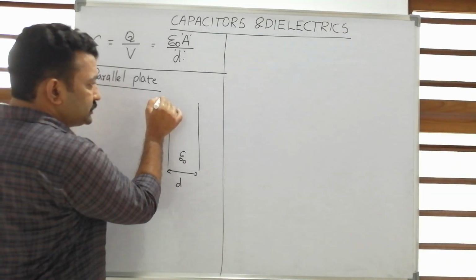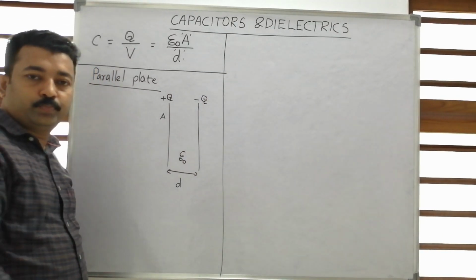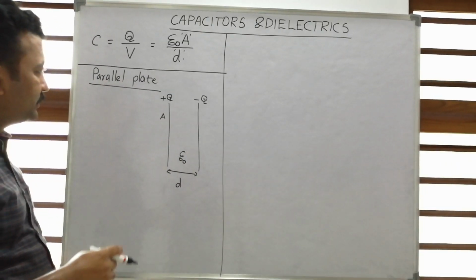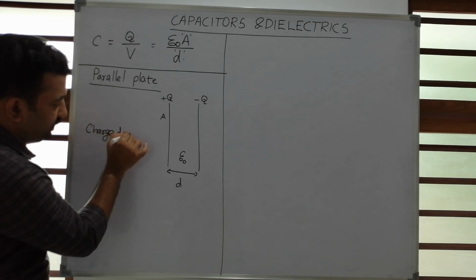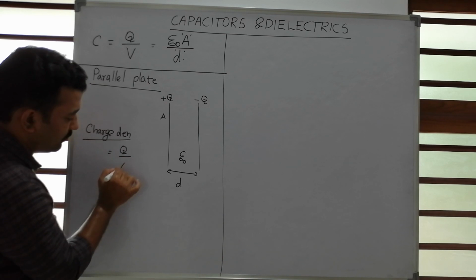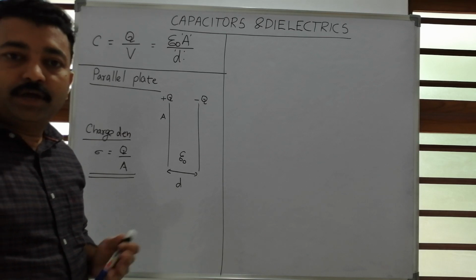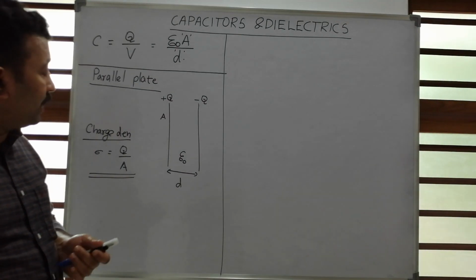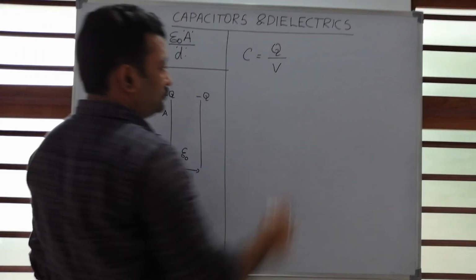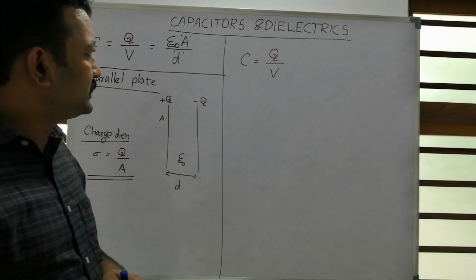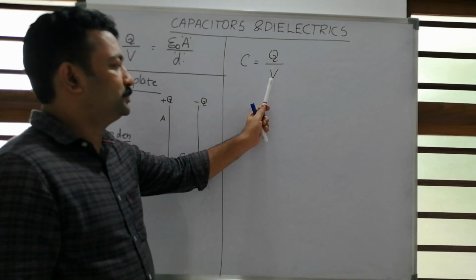Let us assume that this is the positively charged plate, plus Q, and this is the negatively charged plate, minus Q. And for any plate, we can define the charge density. What is the charge density of the plate? The charge density is defined as the charge divided by area, which is sigma of the parallel plate capacitor. Each one has got this surface charge density. So our aim is to get the capacity. What is capacity? Capacity is Q divided by V. So in order to derive the expression for the capacity, we have to get the expression for Q and we have to get the expression for V.